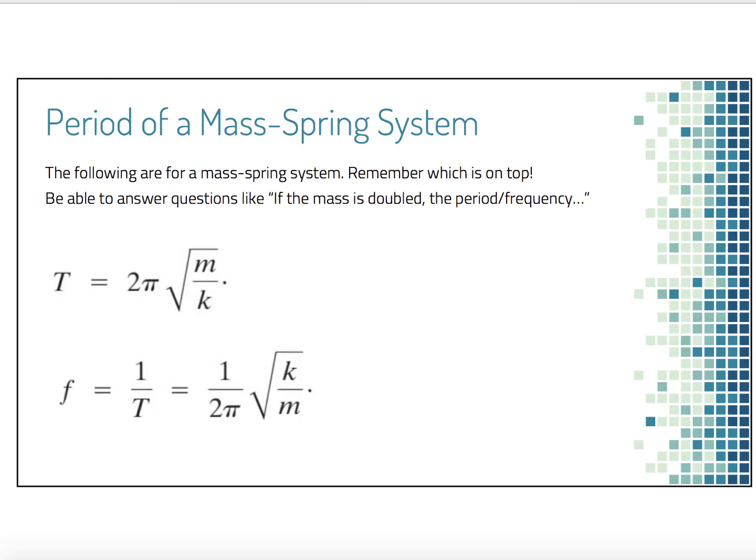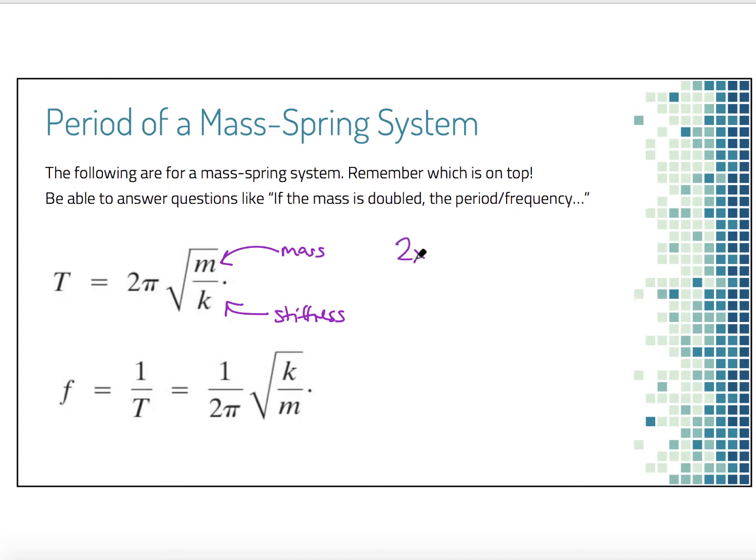For this last bit, we're going to start talking about period and frequency of our oscillating system and what those depend on. So when we talk about a mass on a spring oscillating, we actually only care about two things. We care about the mass attached to that spring, and then we care about the stiffness of that spring. And the important thing to pull out of this is what happens when I change one or both of these variables.